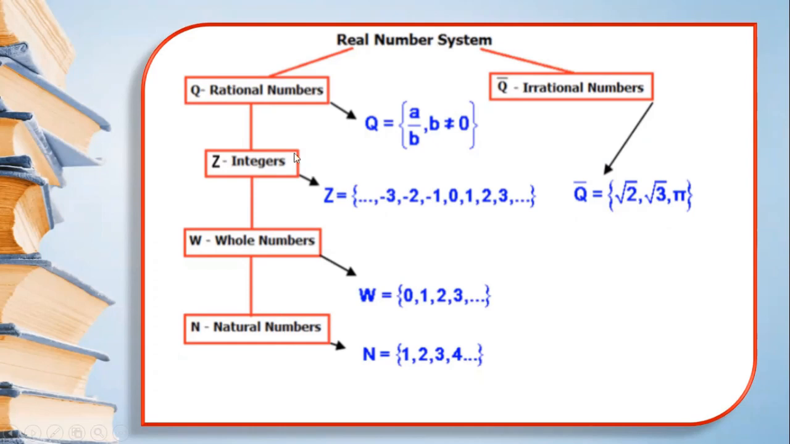Rational numbers are those which can be represented in the form a upon b, where b is not equal to 0. Integers constitute all positive and negative numbers including 0, if we say 0 is a non-positive, non-negative integer. So all the positive integers and negative integers, including 0, come under the set of integers, and it is denoted by capital Z.